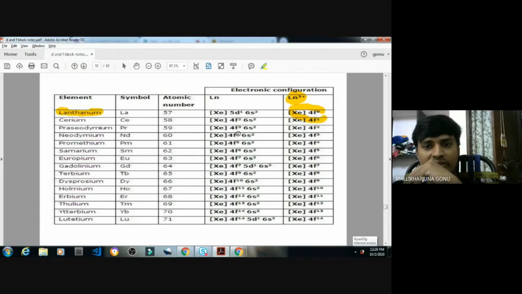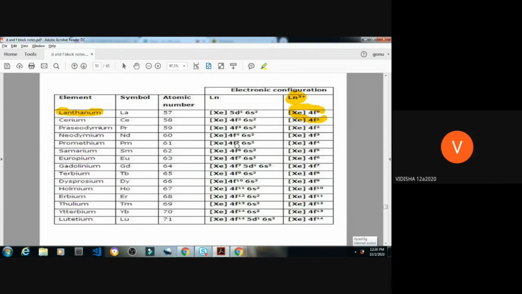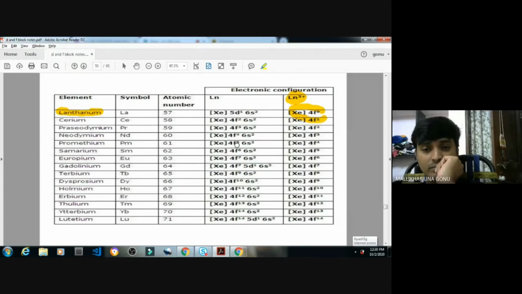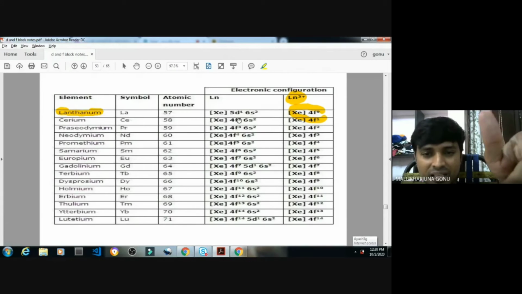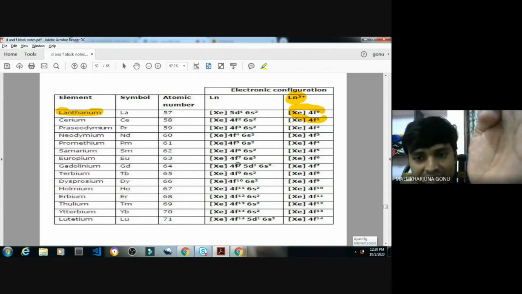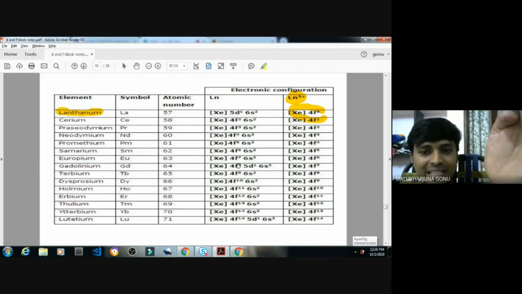4f, and 4f3, 4f4, 4f5. How many total electrons can be present in the f orbital? Vidisha, how many can be accommodated? 7 orbitals, sir. Total electrons 14. So you can see the case is 4f1. To get stabilization, it does not show this type of configuration, but 4f2, 4f3, 4f4, 4f5, 4f6, 4f7. Why again here? To get the half-filled electronic configuration. You can see this will have 4f7.